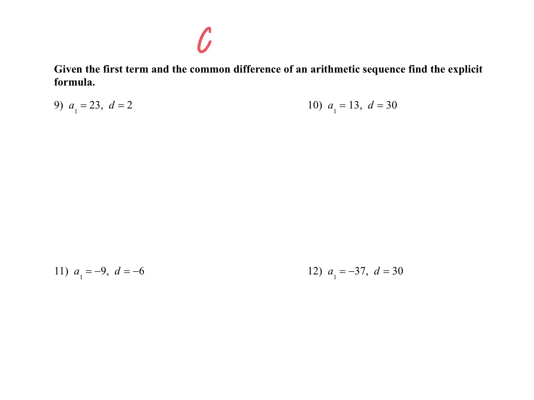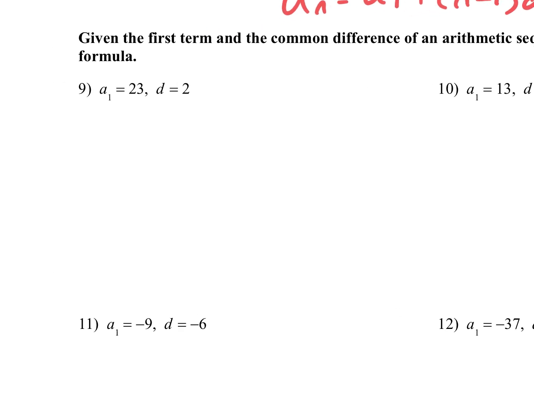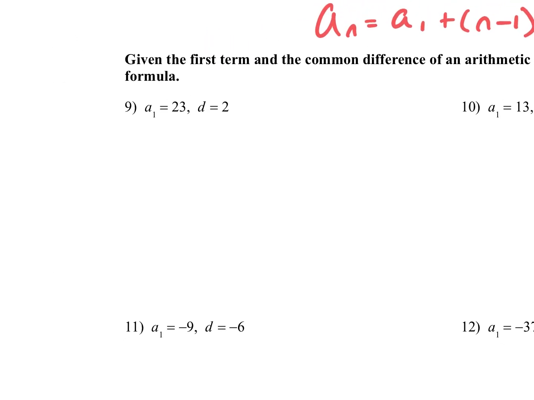So what I'm going to write at the top, just as a reminder, is what the explicit formula looks like. It's a sub n is equal to a1 plus n minus 1 times the d value. But just like we said here, the cool thing is they go ahead and give you your a sub 1 and your d. So then it just comes down to plugging them in. Well, a sub n would equal 23 plus n minus 1 times your d value, which is 2.